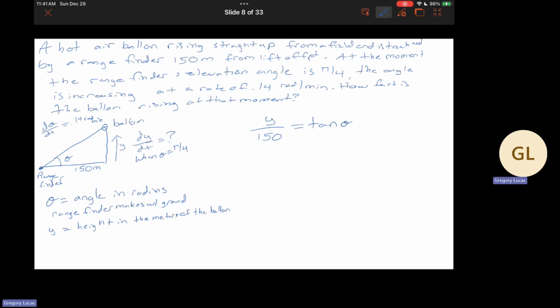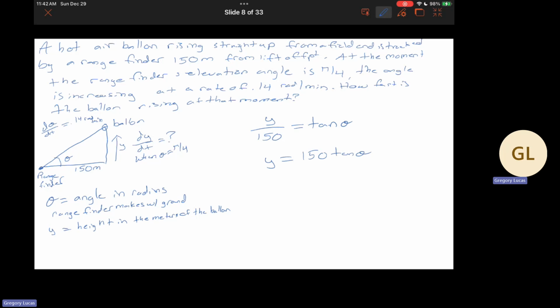You could have done 150 over y and done cotangent, but tangent's probably a little bit easier. We know those values a little quicker off the top of our head. And let's just move this around and solve for y. So this is the same thing as saying y equals 150 tan theta. And again, you can do the algebra here, multiply the 150 to both sides, and that's it.